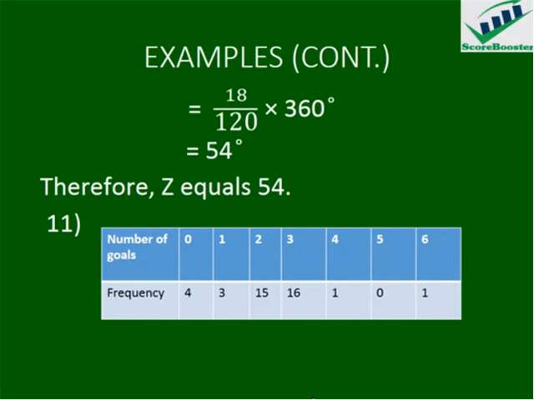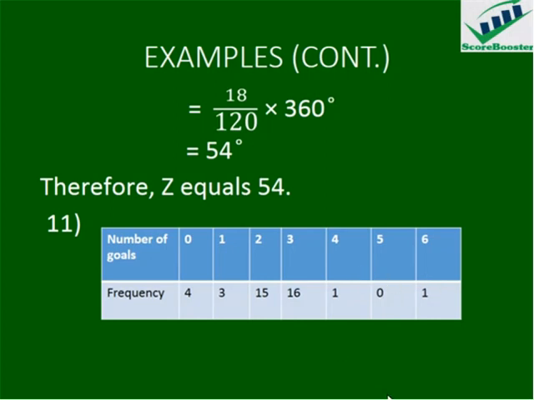So we move to the 11th question. In the 11th question, we were given a table. It's just like a frequency table. We have the number of goals from 0 to 6, and the frequency of the goals, that is the number of times they have that goal. They have 0 goals 4 times, 1 goal 3 times, 2 goals 15 times, 3 goals 16 times, 4 goals once. They do not have 5 goals at all, and 6 goals once.